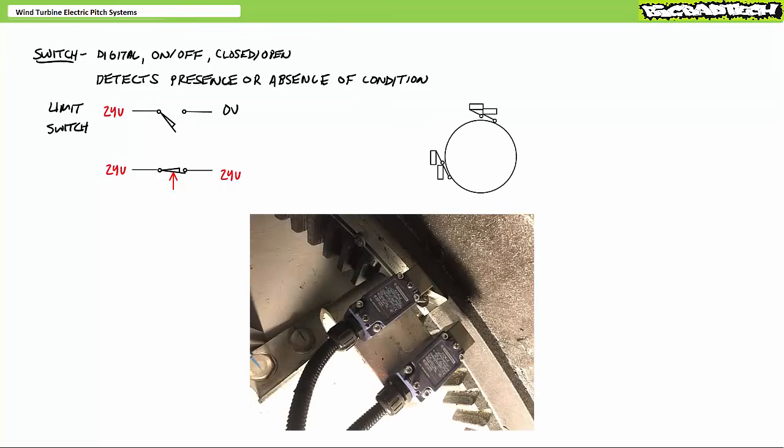Oftentimes, limit switches employed in modern industrial wind turbine electric pitch systems might come in two pairs, utilized to mark two operational regions. The first pair might mark the upper and lower limits of rotation at 0 and 90 degrees. Operated inside this region marked by the 0 and 90 limit switches, everything proceeds as usual. We'll explore how this first set of limit switches is used in a moment.